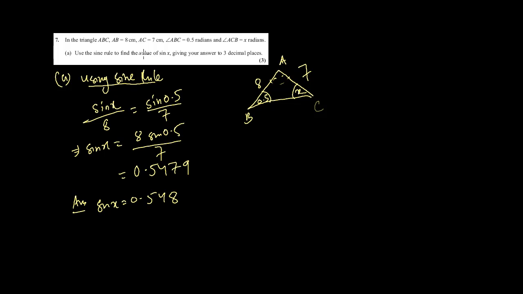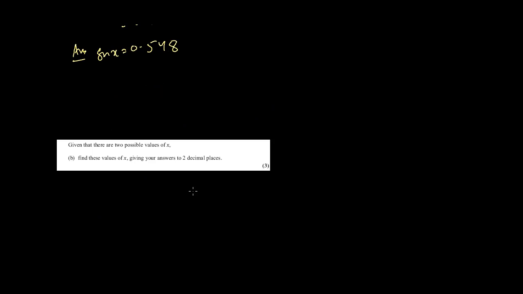Now remember, they didn't ask for x. This is a very common mistake. They asked for sine x. So sine x equals this. It is given that there are 2 possible values of x. So remember in C2 there will be trigonometric solving. This is solving an equation. So if you have sine x equals 0.548 and we have 2 values of x, we can solve this trigonometric equation using quadrants. Sine is positive in the first quadrant and the second quadrant.